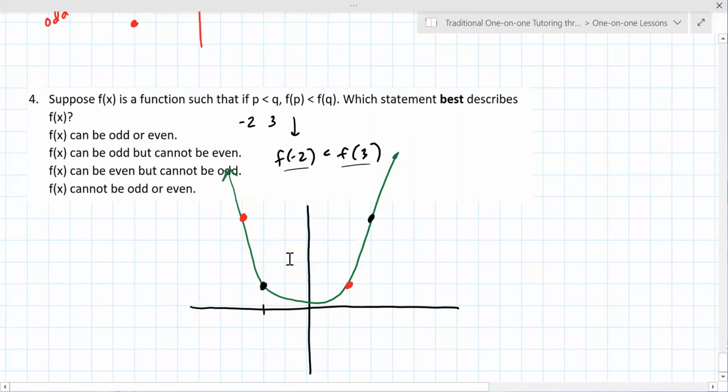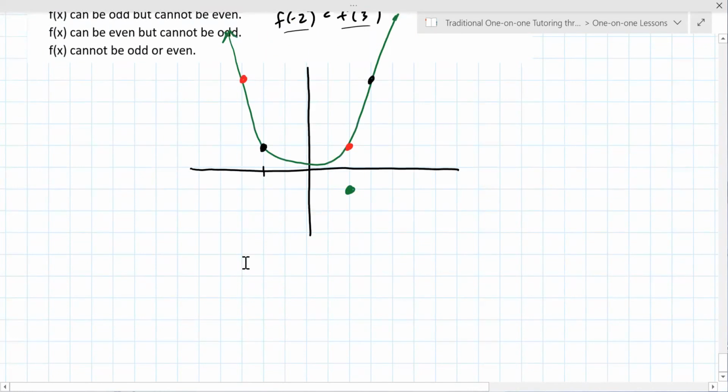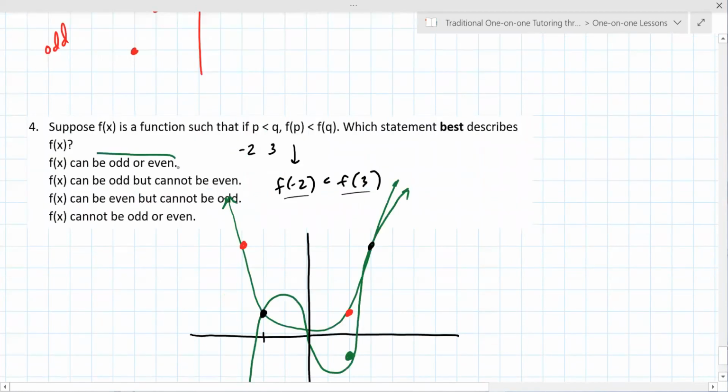Now, could it be odd? Well, for it to be odd, this point here would have to be rotated over here, and this point up here would also have to go down here, somewhere like there. So here's another example. This could work. It could go like this. See how that works still? So I guess the answer is it could be either. It could be both.